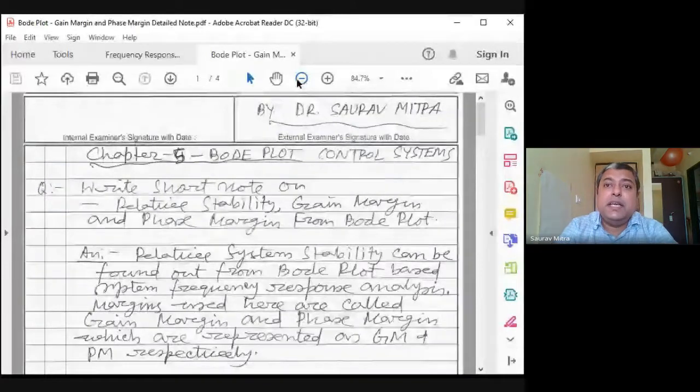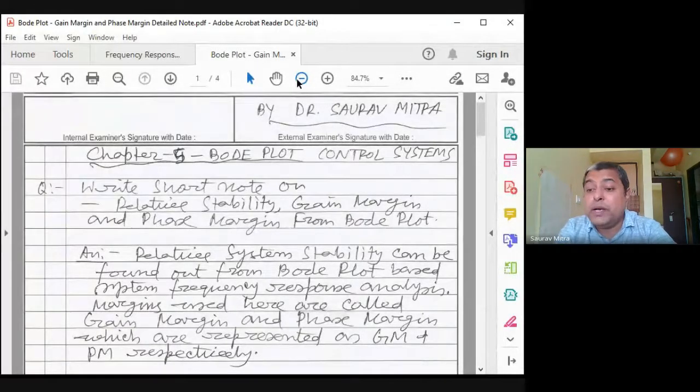On the contrary, if the output is 10 times less, that means V output by V input is equal to 1 by 10. 1 by 10 means log of 0.1. Log of 0.1 is minus 1. So these are the things you have to understand.